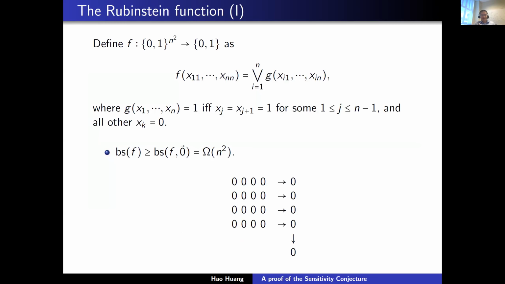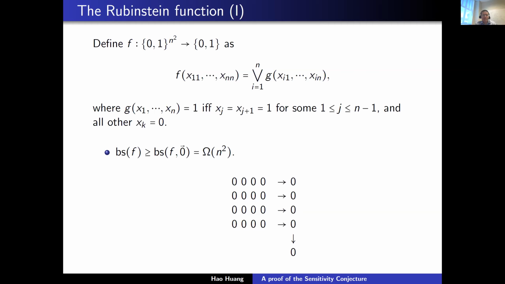Okay, so now after we define these two concepts, the block sensitivity and the sensitivity, we might wonder, are they always equal, just like in the AND and OR function? And the answer is no. There's this nice construction of the Rubinstein function. You can define a function f which sends n squared bits of 0, 1 to 0, 1.